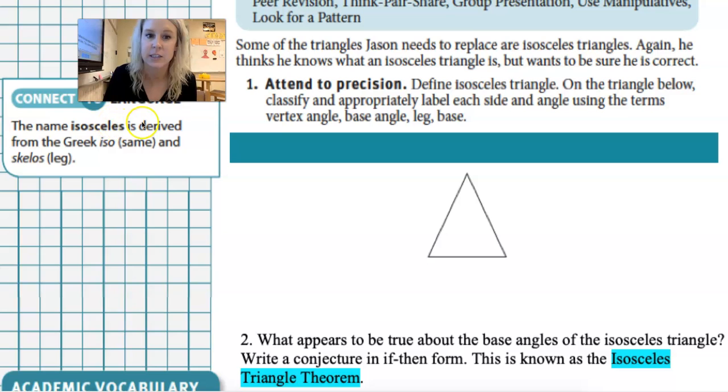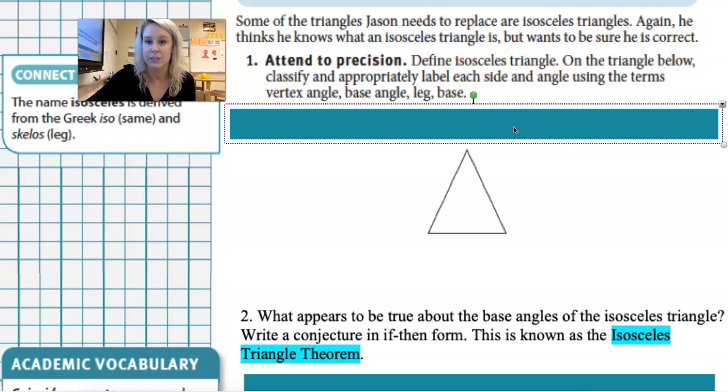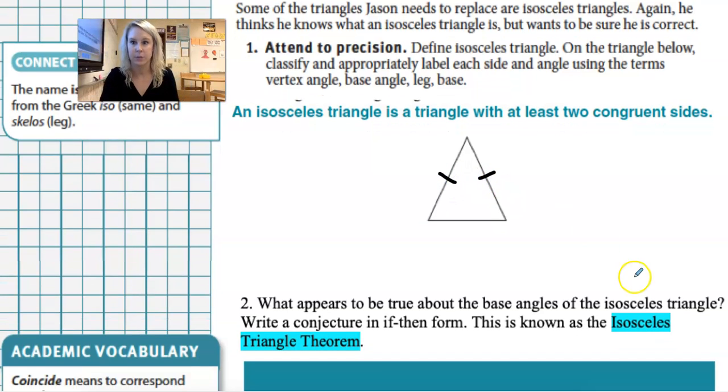The name isosceles is derived from the Greek iso, meaning same, and scales, meaning leg. So same legs, okay? So let's define an isosceles triangle. Here is the definition. An isosceles triangle is a triangle with at least two sides congruent. So if it has two of the same sides, it is isosceles, okay? How we mark that is with the side tick marks, okay?